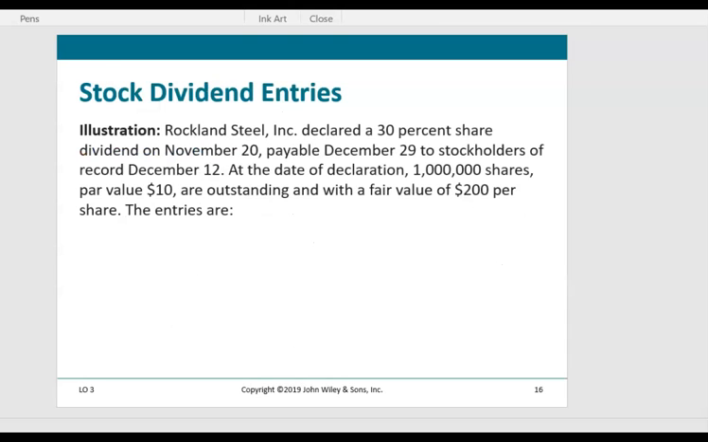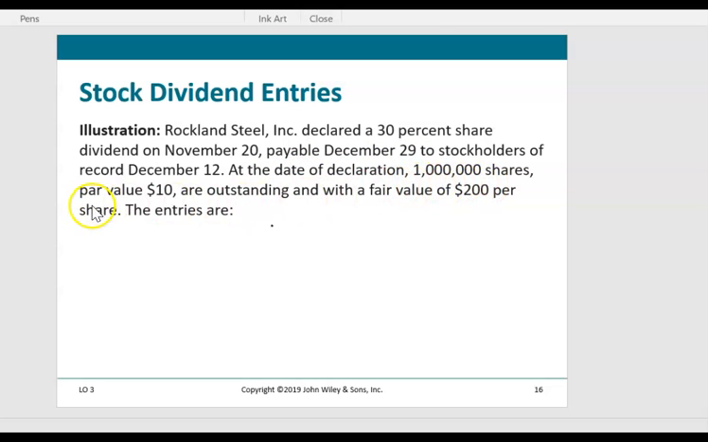Let's take a look at an example. Rockland Steel declared a 30% share dividend, or stock dividend, on November 20th. It's payable on December 29th to the stockholders of record as of December 12th. I want to point out that the stockholders of record date is not relevant to our accounting. That has legal implications that tell us who is going to get it. But from an accounting perspective, we care about the other dates. November 20th is our dividend declaration date, and December 29th is the actual dividend distribution date.